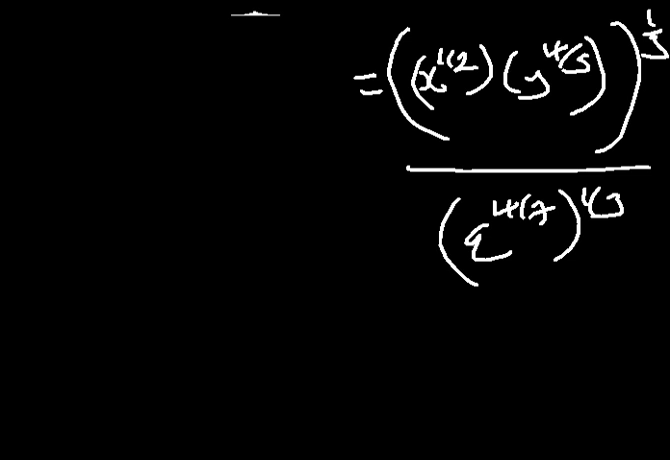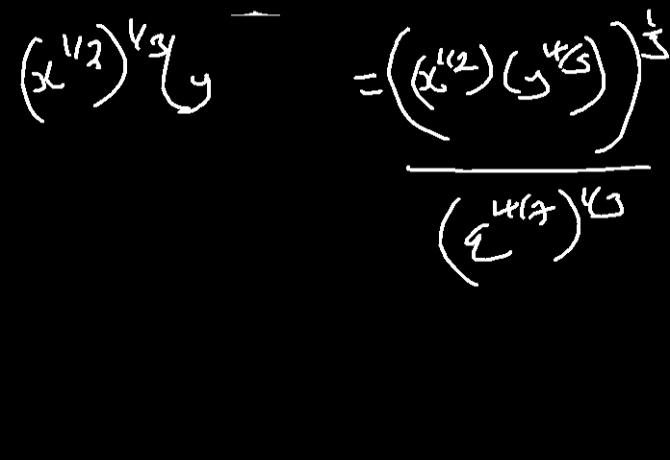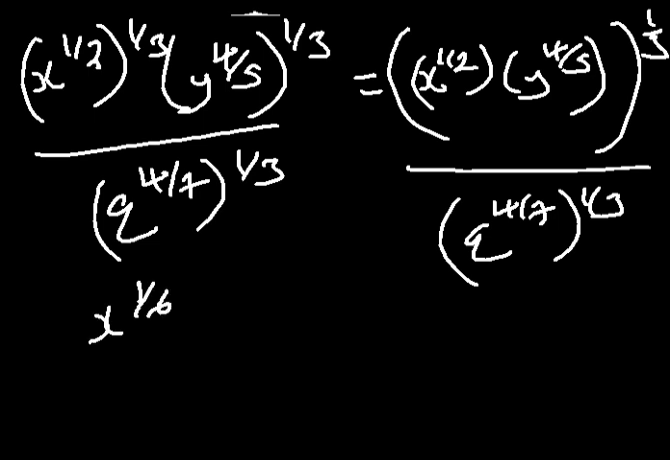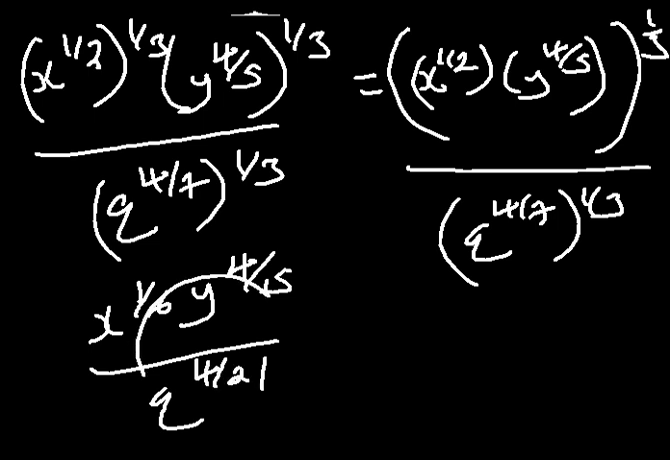And now in this case we'll have x to the power 1 over 2 times 1 over 3, times y to the power 4 over 5 times 1 over 3, according to the power distribution law, divided by q to the power 4 over 7 times 1 over 3. So we have x to the power 1 over 6 times y to the power 4 over 15, divided by q to the power 4 over 21. So that is the solution.